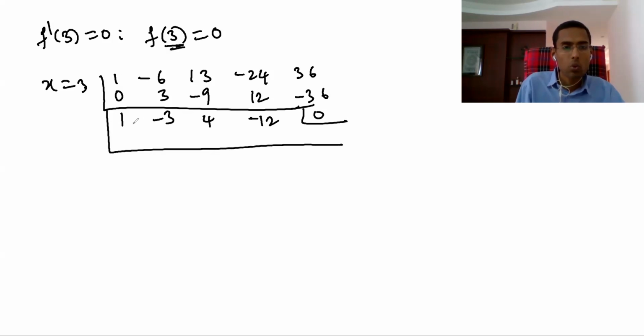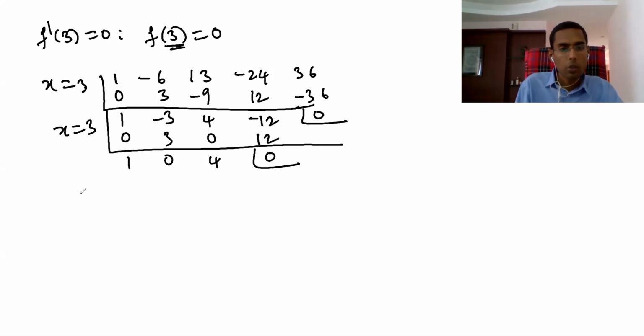So one more root is also there. This is the quotient you got, third degree, and one more root is 3. So one more time you divide: add, multiply, add, multiply, add, multiply. This is 0. So now what you got is x minus 3, one root, x minus 3, another root, into its quotient.